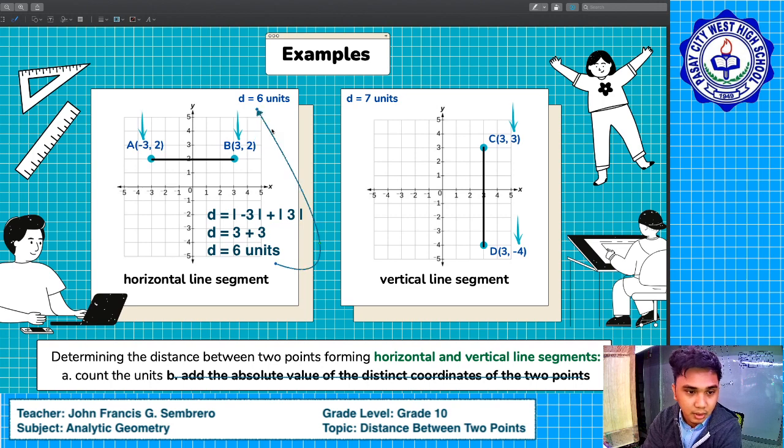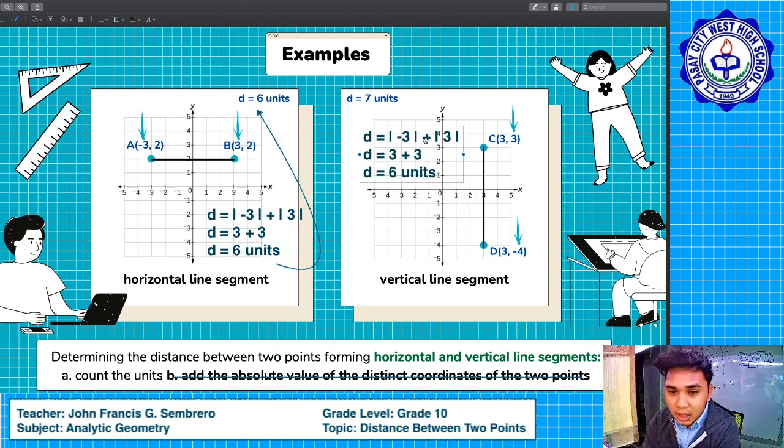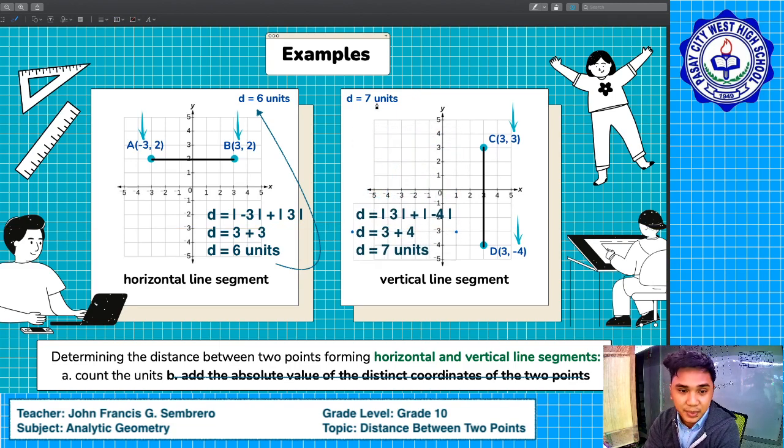Okay, let's have the second one. Here, the distinct coordinates are 3 and negative 4, right? So we will have distance is equal to the absolute value of 3 plus the absolute value of negative 4. So that's 3, and the absolute value of negative 4 is 4. So 3 plus 4 is 7 units. Can you follow? And it's the same with the one that we solved earlier.